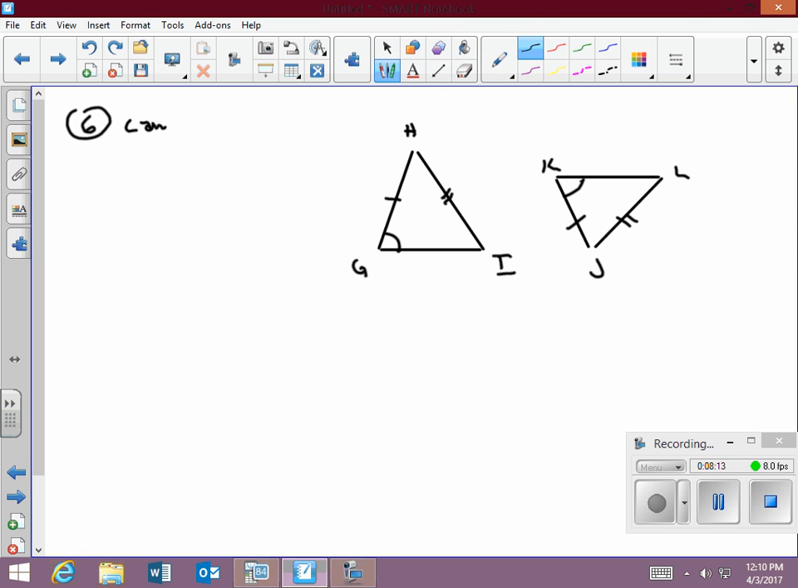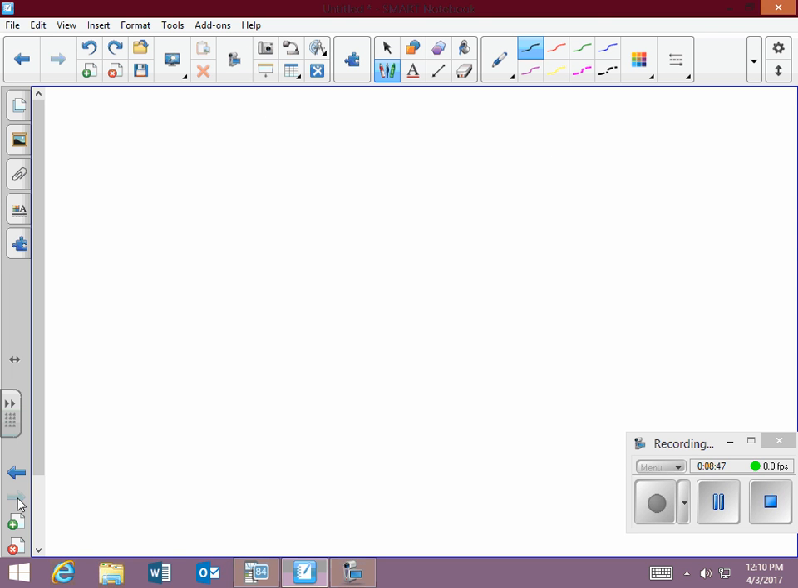You cannot say, because all it has is two sides and an angle, and that's not an included angle. So you can't get a third angle. There's no way to prove congruency in that case. So no conclusion.